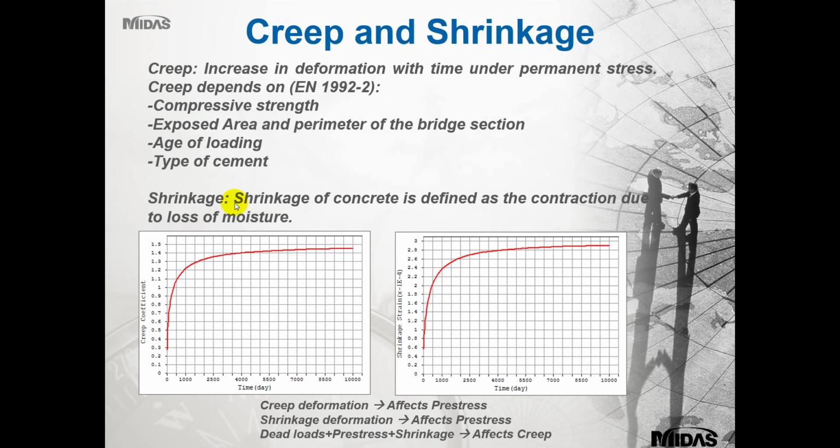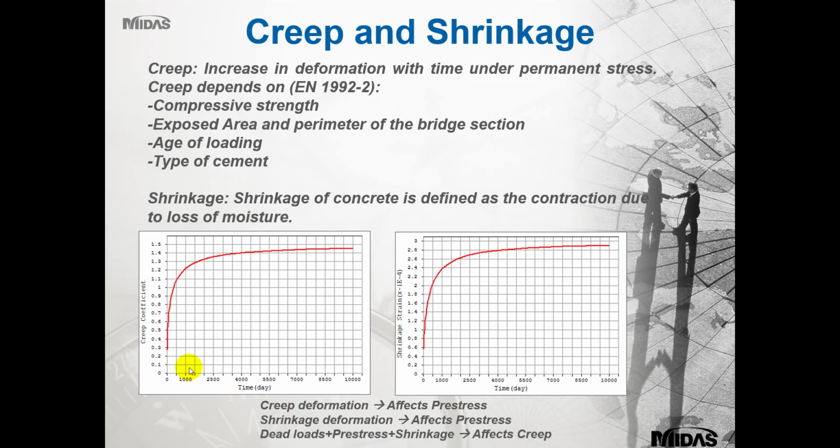So this is to do with the hardening effect and everything like that. Shrinkage of concrete is defined as the contraction due to the loss of moisture. We know this from being on site, where you could have a lot of moisture in your concrete, and then you'll get surface cracking created because of the loss of moisture coming out of the concrete itself. You can see here the creep coefficient.